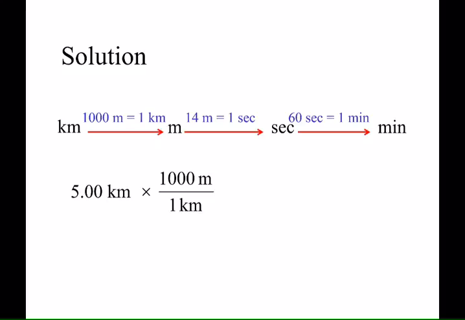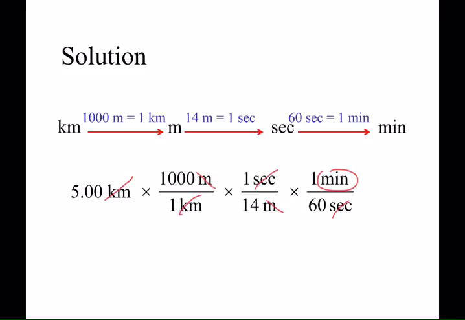Next, we're ready to go from meters to seconds using this relationship. So we want units of meters to cancel, so they'll go in the bottom, seconds in the top, so we have 1 second over 14 meters. Okay, so meters have canceled, we're left with units of seconds. Now to get to minutes, we're ready to use this last equivalency statement. We want to put units of seconds on the bottom and units of minutes on the top. So it'll be 1 minute over 60 seconds. So now if we take a quick look at everything that canceled, kilometers canceled, meters canceled, seconds canceled, we're left with units of minutes.